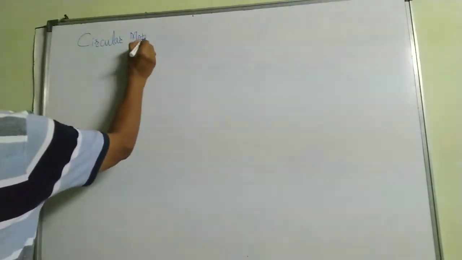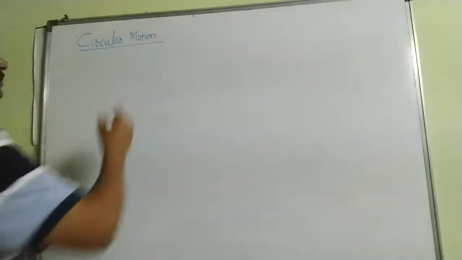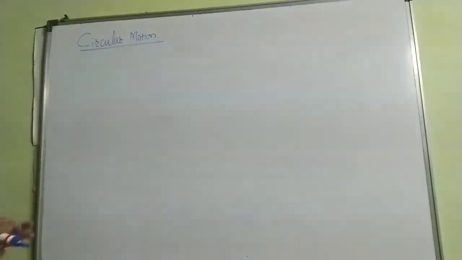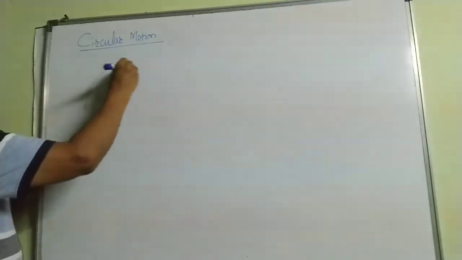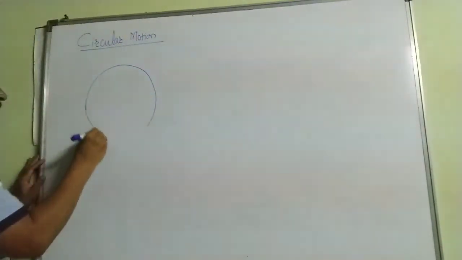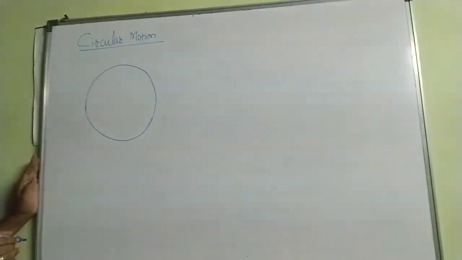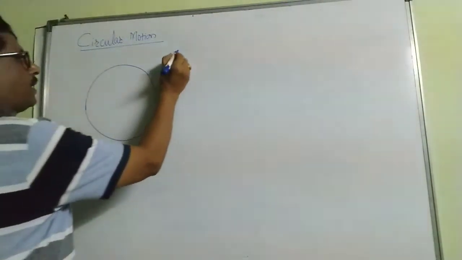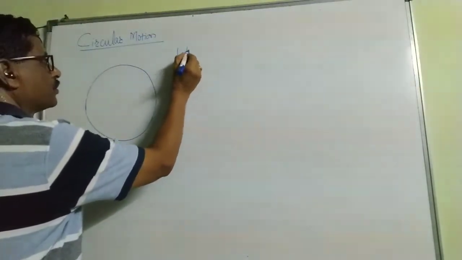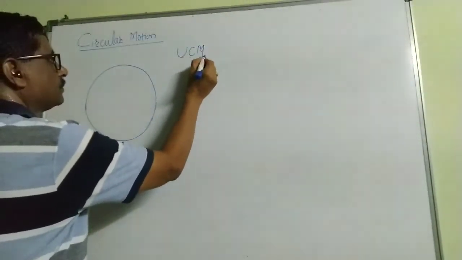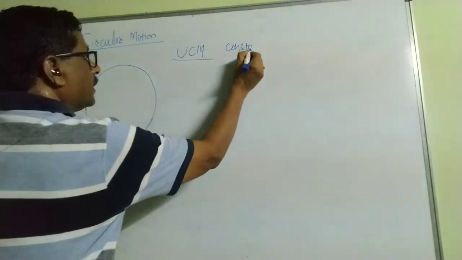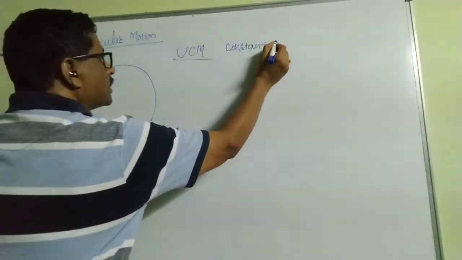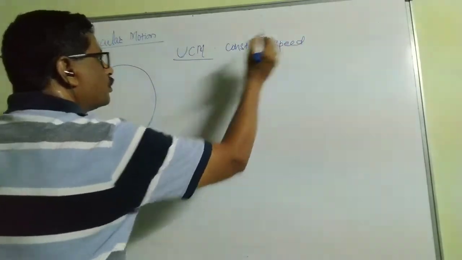Circular motion. Motion of a particle along the circumference of a circle is called circular motion. Consider a particle performing circular motion along the circumference of a circle. If a particle performs circular motion with constant speed, then the motion is said to be uniform circular motion.